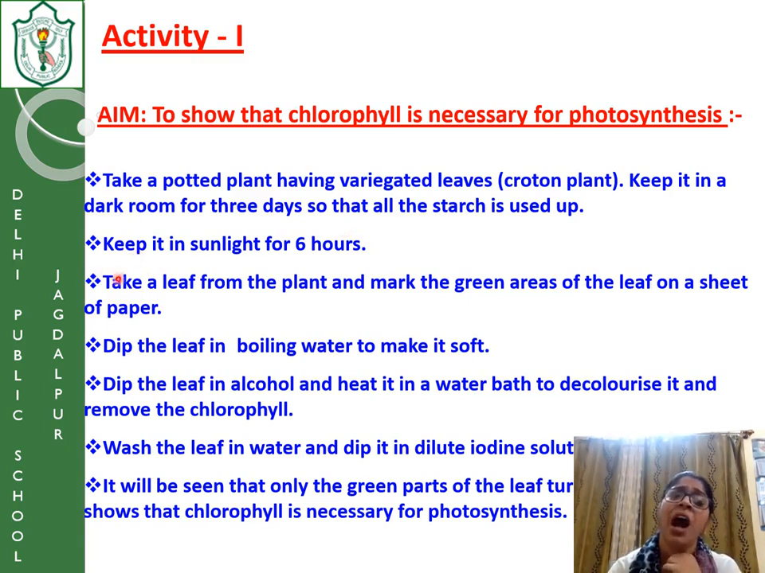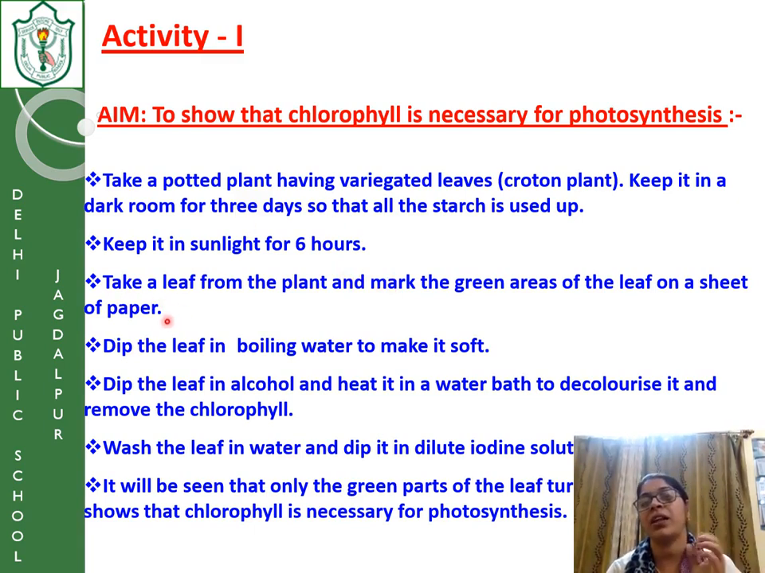Next step, after 3 days, bring that potted plant out into the sunlight for 6 hours, so that it can do some photosynthesis in the sunlight. Third, take a leaf.